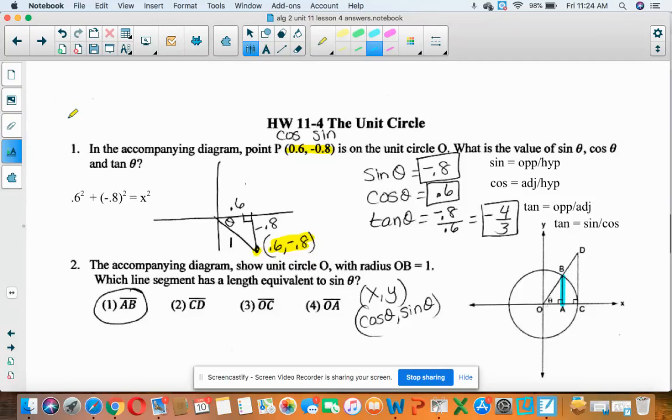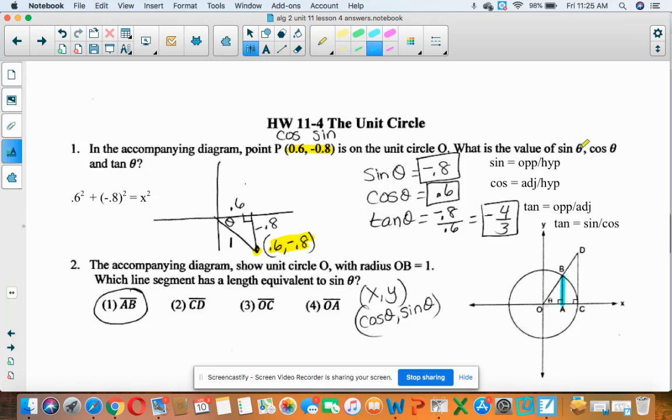Question 1 says I have point P. P is the point (0.6, -0.8). Now remember, when I have a point (x, y), the x-coordinate is the cosine and the y-coordinate is the sine, when the point is on the unit circle. They want to know the value of sine theta, cosine theta, and tangent theta.